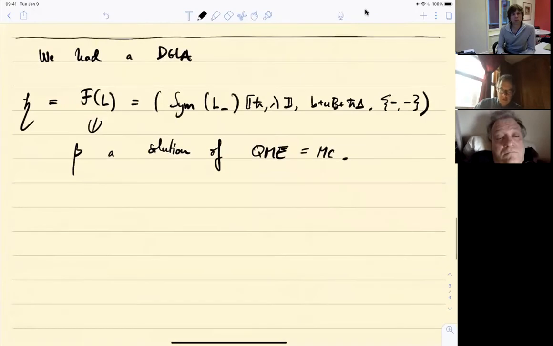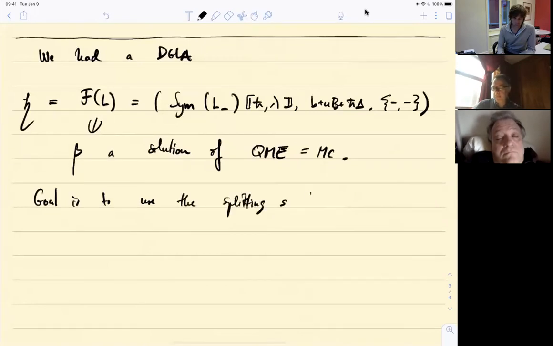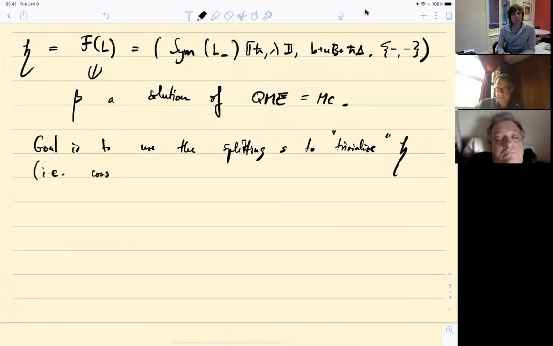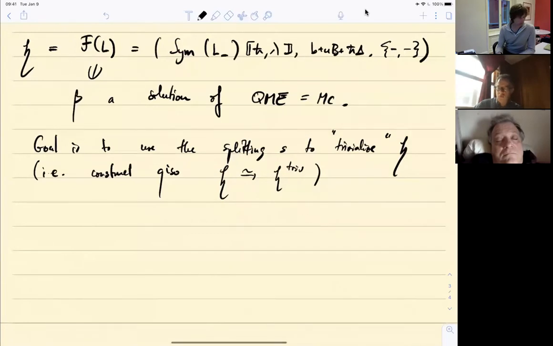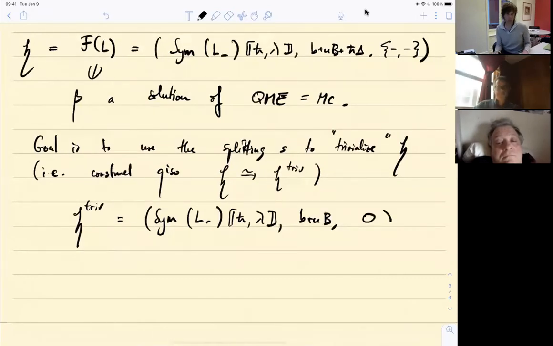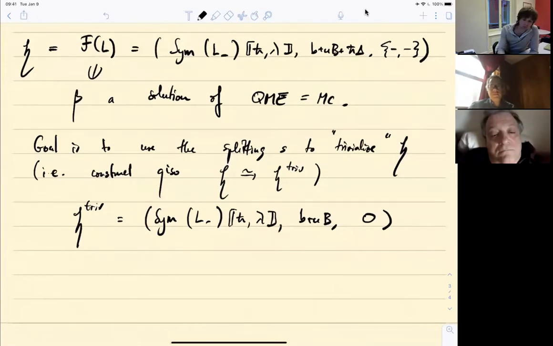All right, our goal is to use the splitting S to trivialize H. In other words, to construct a quasi-isomorphism from H to H trivial, where H trivial is the following DGLA. It has the same exact vector space, but its differential is just b plus ub, and it has zero bracket. So our goal is to use S to kill off this part and this part.